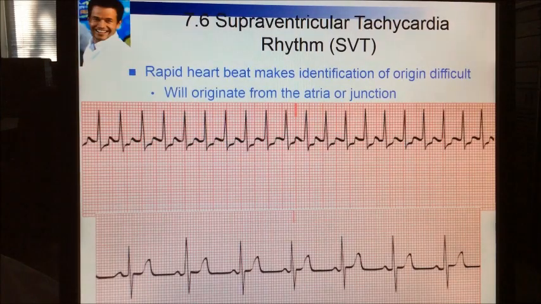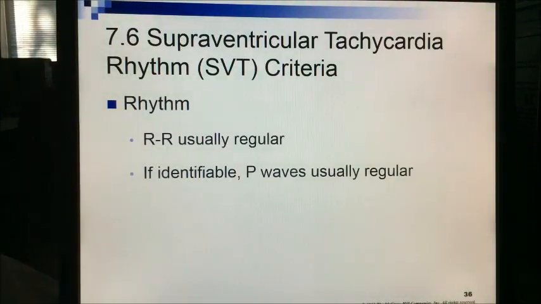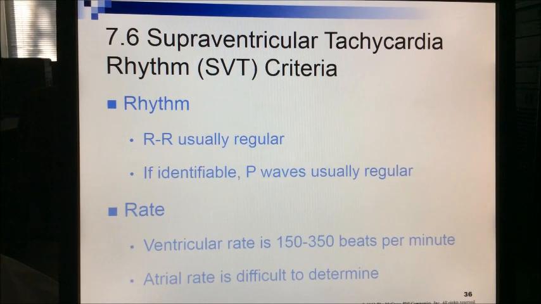So it's usually regular, so let's look at this. Pretty regular rhythm, okay? P waves are usually regular if you can see them. You couldn't see them on our example. Look at the heart rate now. Junctional escape rhythm, we had a heart rate of 40 to 60. Accelerated junctional rhythm, we had a heart rate of 60 to 100, nice and normal. Junctional tachycardia, we went 100 to 150. And now with supraventricular tachycardia, we're doing 150 to 350 beats per minute. That is crazy. Very, very, very fast.